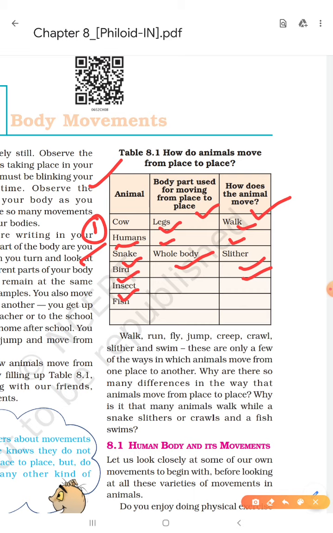And in case of insect, what do you think, which part does an insect use for moving from one place to another? That is legs, so you will write here legs. And how does it move? We can write creep or crawl. In case of fish, as we know, they have fins. And we call that swim, so we can write swim also.